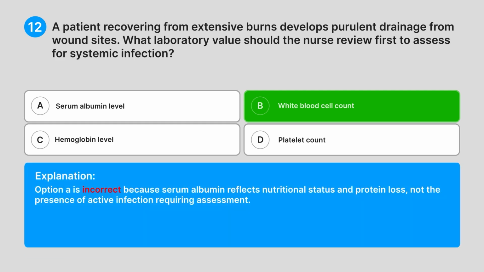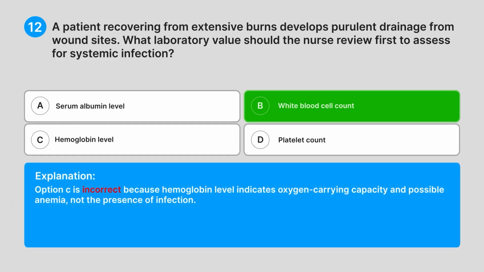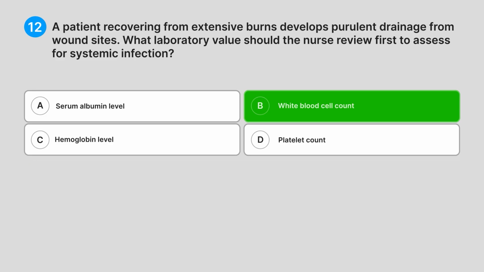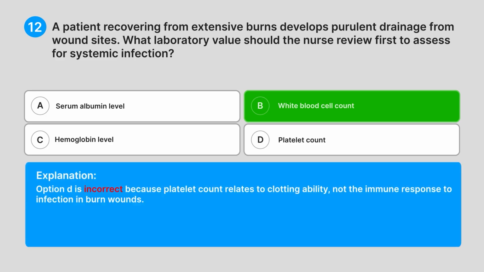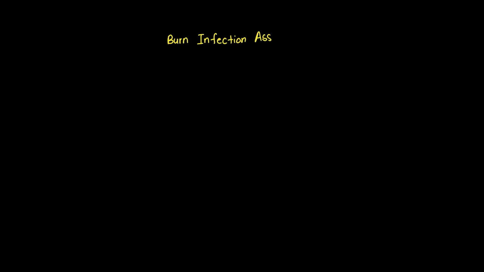Option A is incorrect because serum albumin reflects nutritional status and protein loss, not the presence of active infection requiring assessment. Option C is incorrect because hemoglobin level indicates oxygen carrying capacity and possible anemia, not the presence of infection. Option D is incorrect because platelet count relates to clotting ability, not the immune response to infection in burn wounds. Understanding infection assessment in burn patients requires recognizing why white blood cell count is the key indicator.